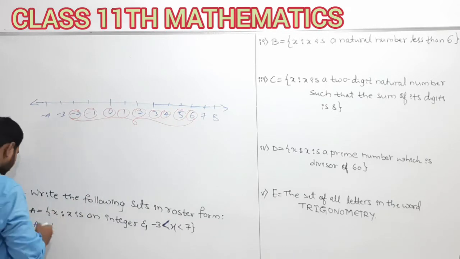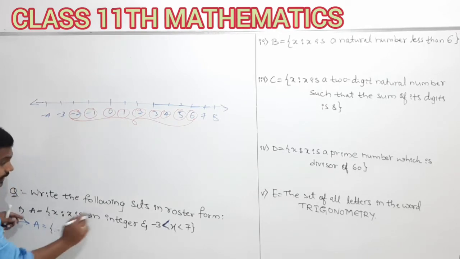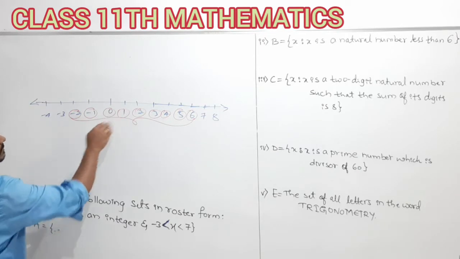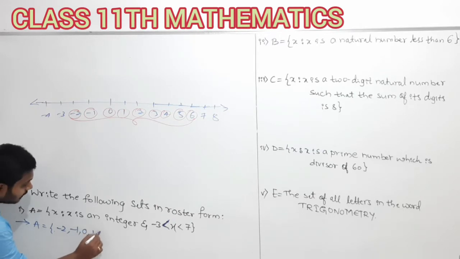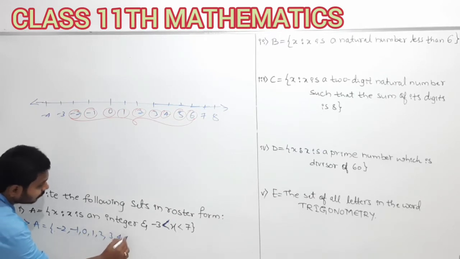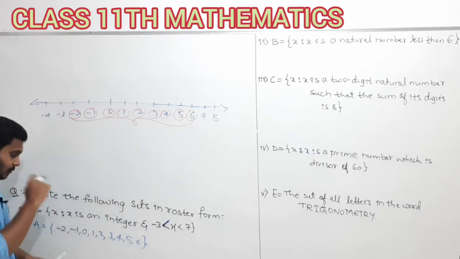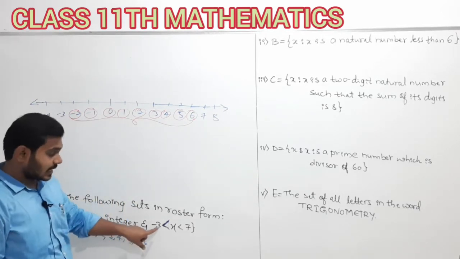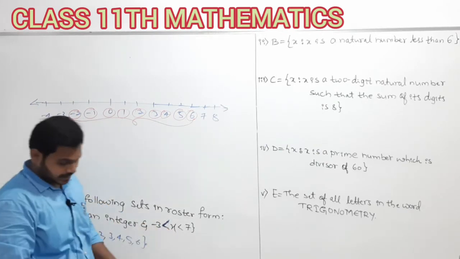So therefore, my dear students, what are the elements here? The elements are -2, -1, 0, 1, 2, 3, 4, 5, 6. These are the only integers which are greater than -3 and less than 7. Like this we should write, my dear students.